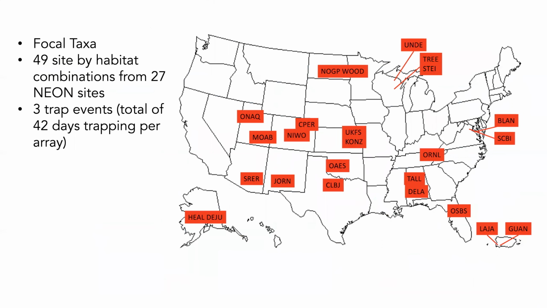So for today's talk, we're going to talk about collections that were made in 2016. At each site, as I said, we did 3 trap events, 1 early, 1 mid, and 1 late, for a total of 42 trapping days per array.